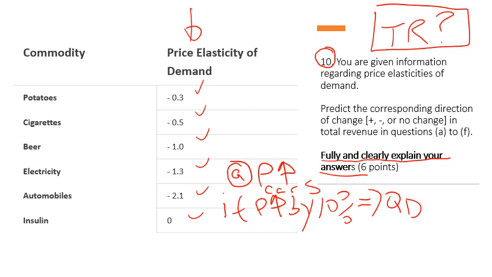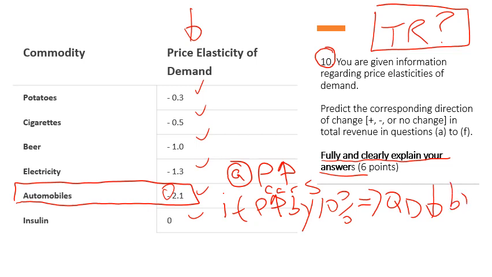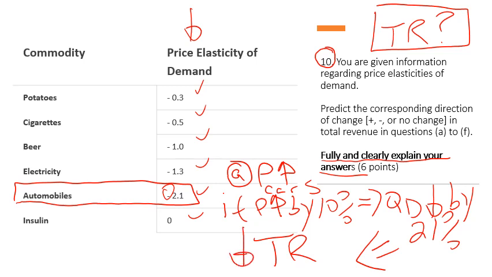Well, where are cars? There they are. Automobiles. So if the price of cars goes up by 10%, then the quantity demanded for cars goes down because of the negative sign, and quantity demanded will go down by how much? By 21%. So the question is, what's going to happen to total revenues? Well, let's see. Up by 10, down by 21. Well, I think the quantity demanded effect is stronger, so total revenues will go down.